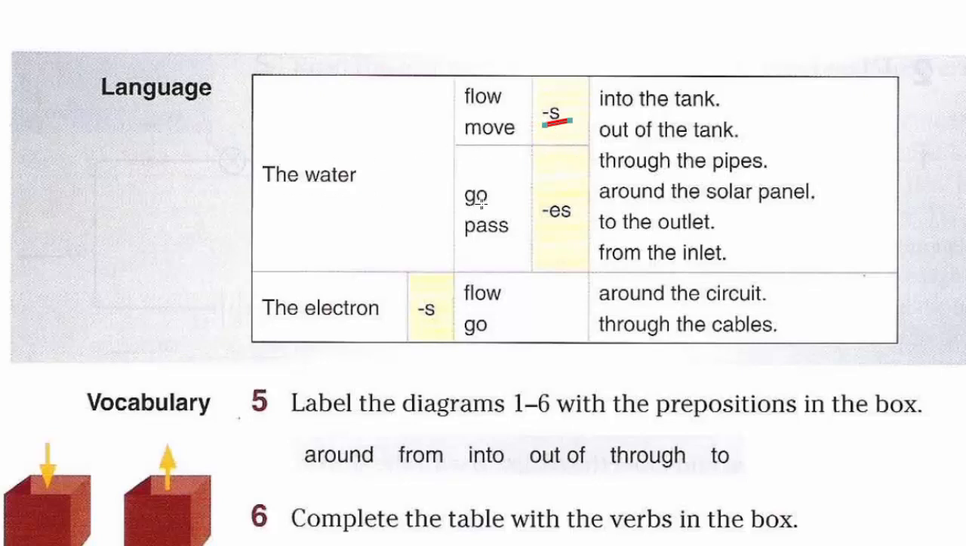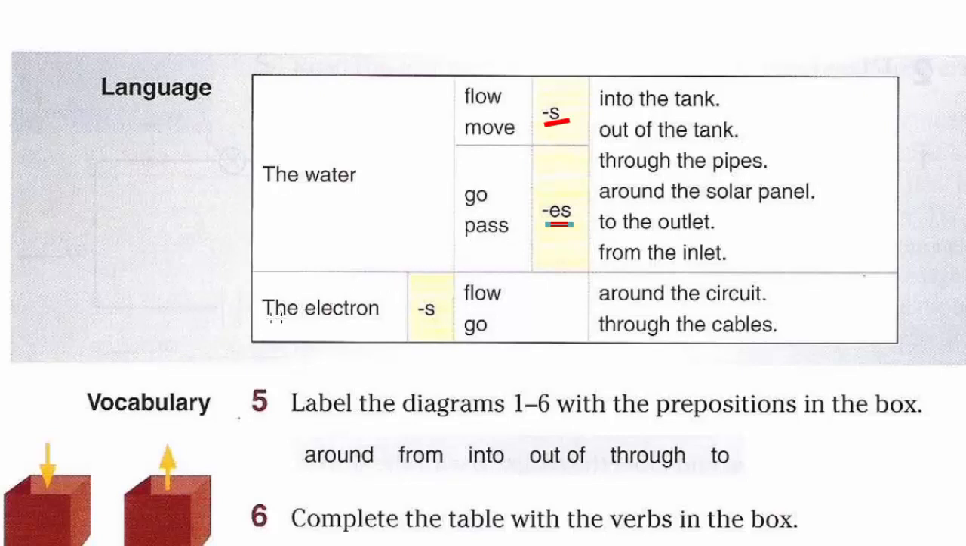The water goes. We add es if the verb ends in o. The water goes to the outlet. The water passes into the tank. We also add es if the verb ends in s.